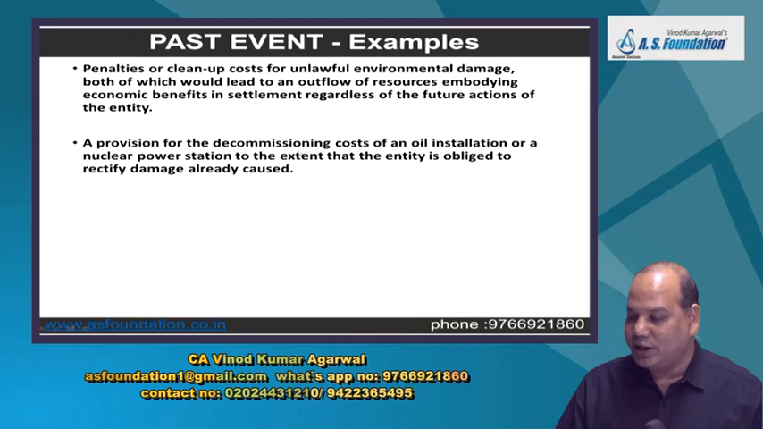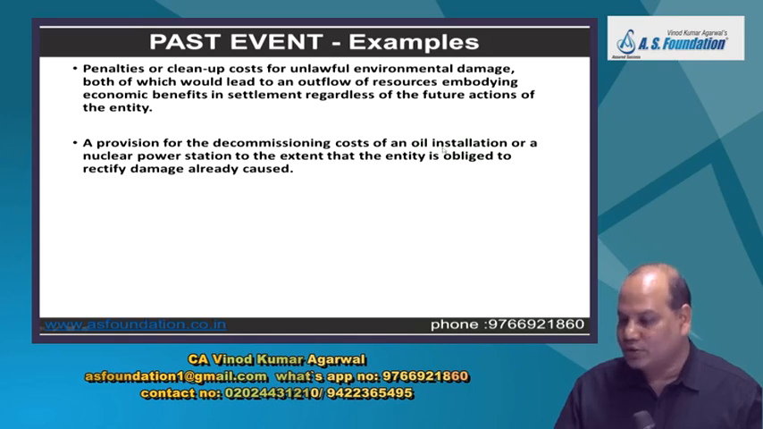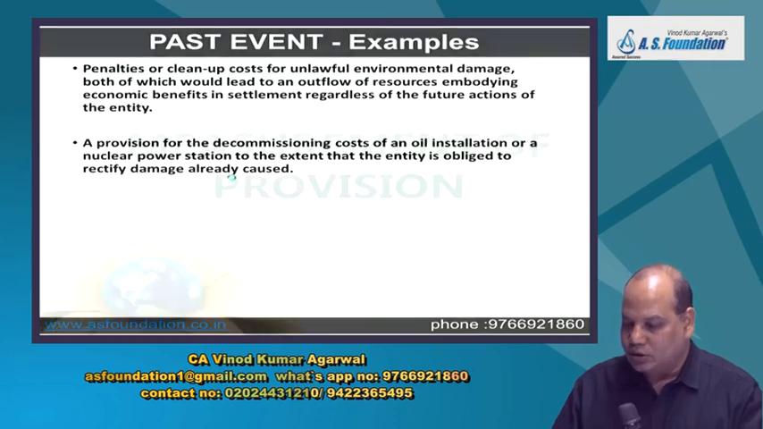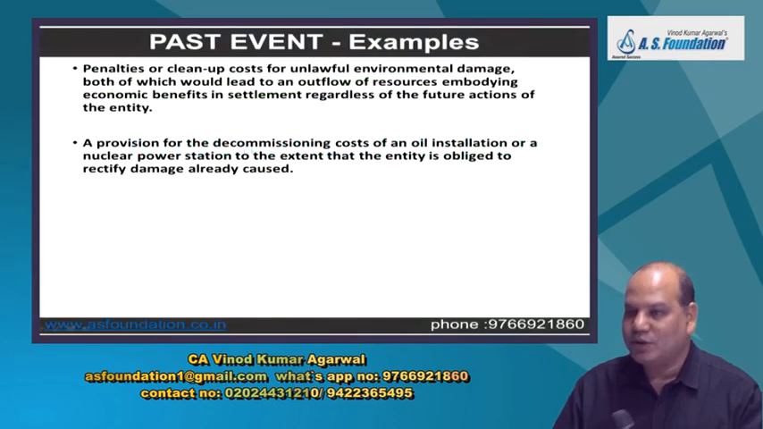A provision for decommissioning cost. Which standard have we discussed it in? IAS 16. This standard also talks about it. Provision for decommissioning cost of an oil installation or a nuclear power station, to the extent the entity is obliged to rectify damage already caused. In this chapter, we will not discuss provision for decommissioning liability again. Refer to IAS 16, where we have discussed the cost model, revaluation model, etc.